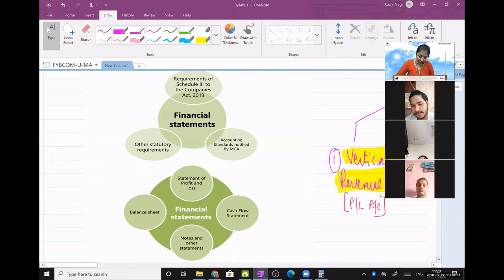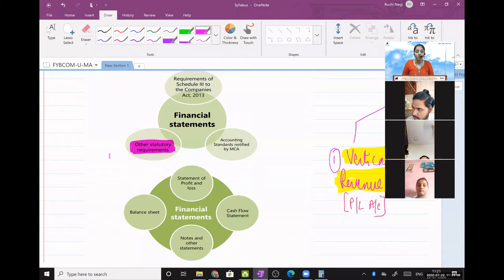So see, financial statements. What have they said about financial statements? It is a statutory requirement. What do you mean by statutory requirement? It means things which are compulsory. It is as per law. You have to prepare it. Then accounting standards notified by MCA. Now, what is this MCA? I'll tell you.